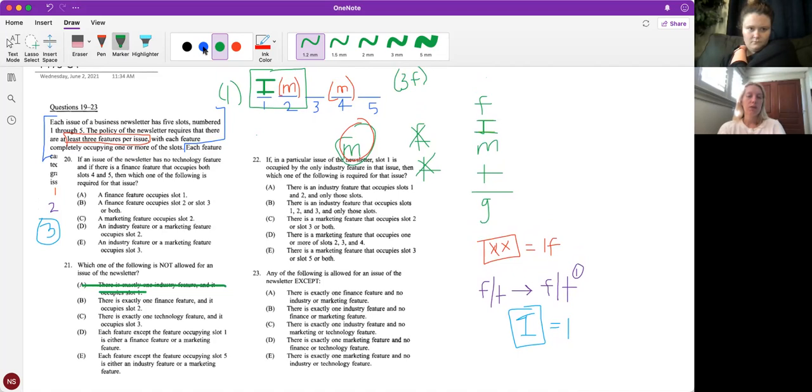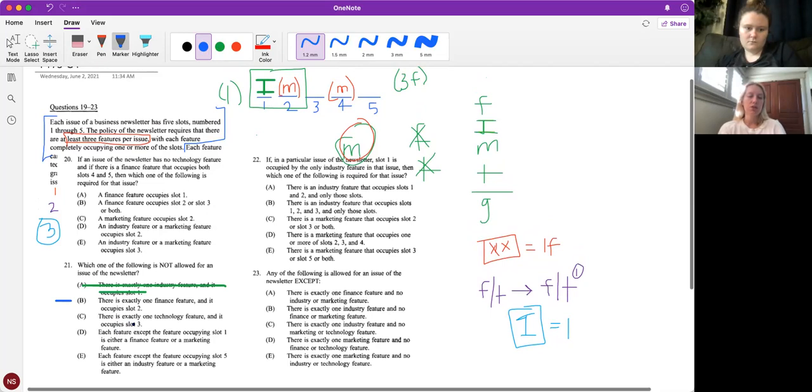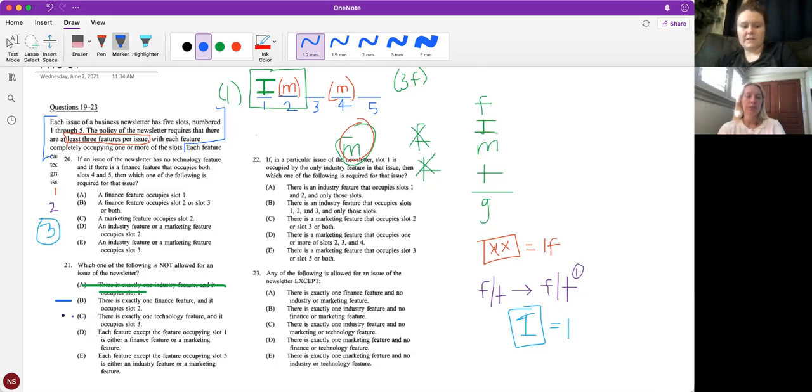There's exactly one finance feature and it occupies slot 2. Well, I mean, that would work because if you had technology in 1, that'd be fine. I haven't tried it to make sure that it works, so I'm going to leave it open for now. Okay, because I want to be really certain. C, there's exactly one technology feature and it occupies slot 3. Same thing as B, right? Mm-hmm. So I'm going to leave that.